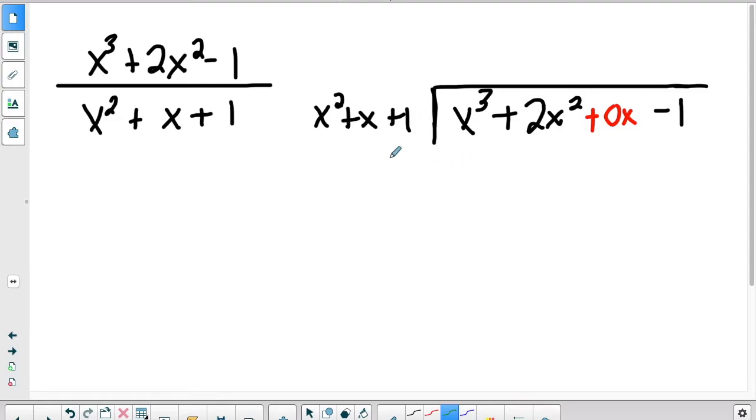Our first thing when we divide is to see what times x squared gives me x cubed. Well, that'll be x, and I want to line it up so it works out a little bit nicer. Now the next thing we're going to do is multiply through. x times x squared gives me x cubed. x times x is plus x squared. x times 1 is plus x.